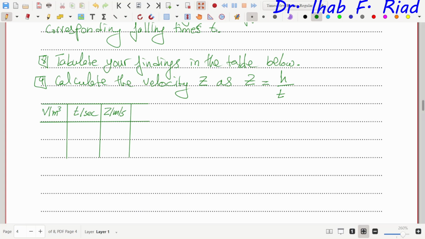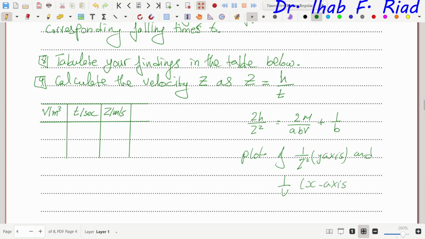So we have the equation saying that 2h divided by z squared is equal to m divided by ABV plus 1 over B. Okay. So what we need is to make this equation look like an equation of a straight line, to make a plot of 1 over z squared on the y-axis and 1 over v on the x-axis. Okay, so what else do we need here in our table?